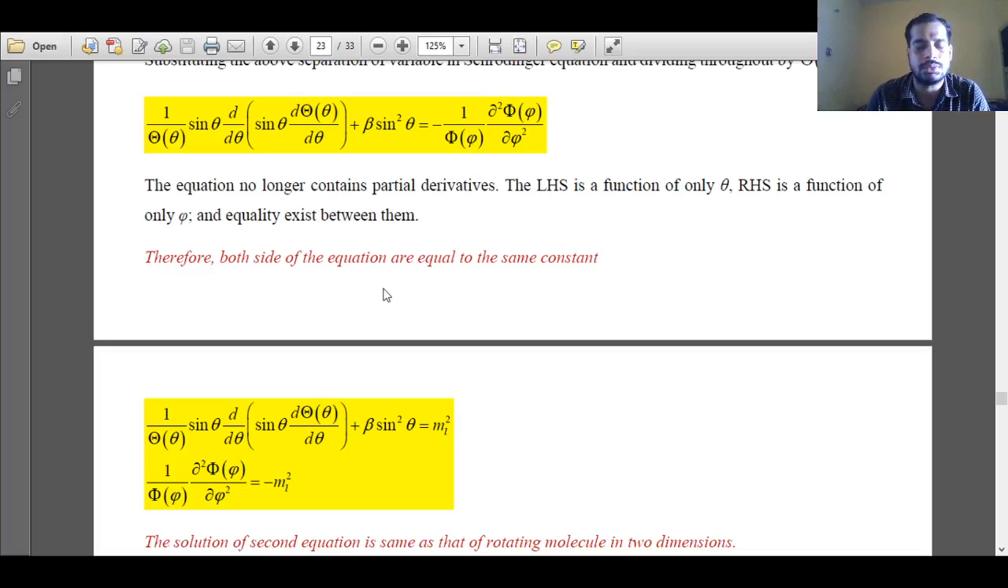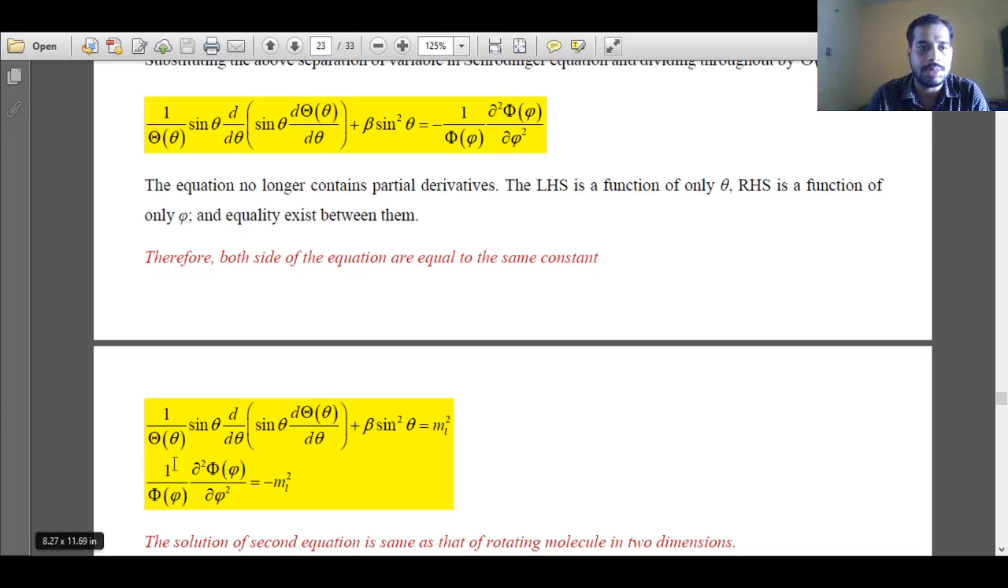Now, left side depends upon theta, right side depends upon phi, and both are equal. This condition can be satisfied only when both the left hand side and right hand side are equal to another constant. Again I am repeating, when both sides are independently equal to a constant, then only we can say that the left hand side which depends upon theta is equal to the right hand side of the expression which depends upon phi.